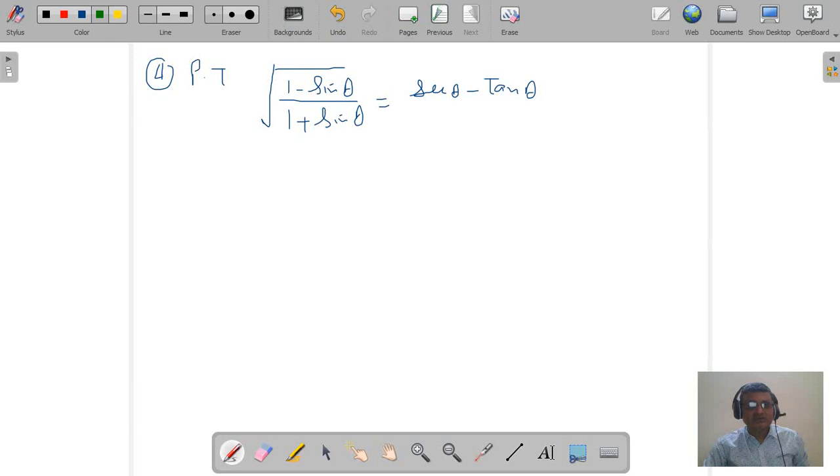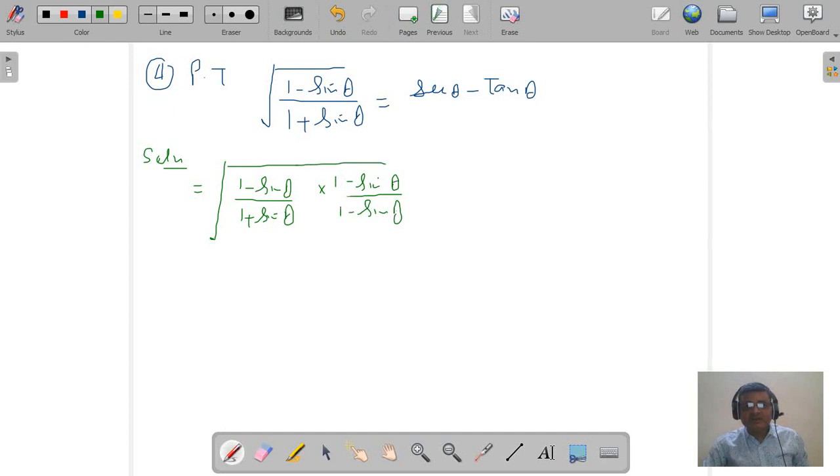So the solution is, just see, 1 minus sine theta upon 1 plus sine theta. We are going to rationalize by this.